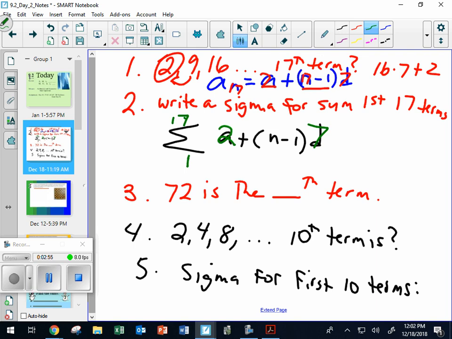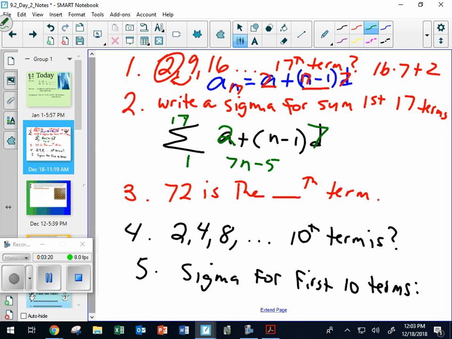Awesome. I just taught it yesterday, so I wouldn't be surprised if a few people had trouble. There will be a kid who multiplied this all the way out and thought they had to. If you did that, it would be 7 times the n is 7n, and then negative 7 plus the 2 is negative 5. 7n minus 5. It's the same. It's not any better. It's allowed.